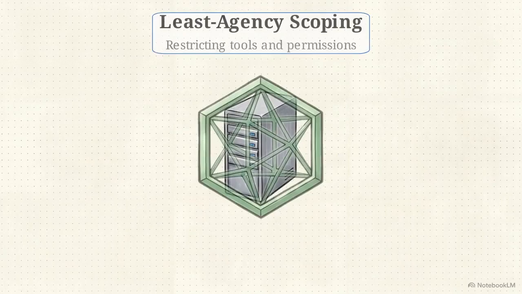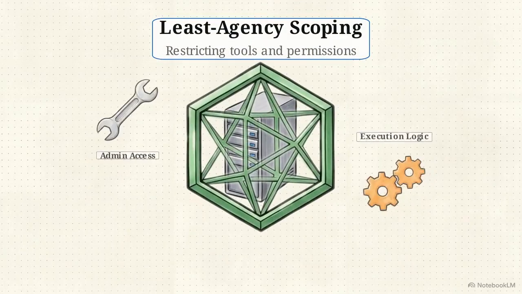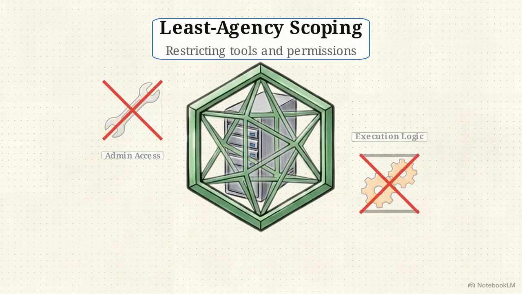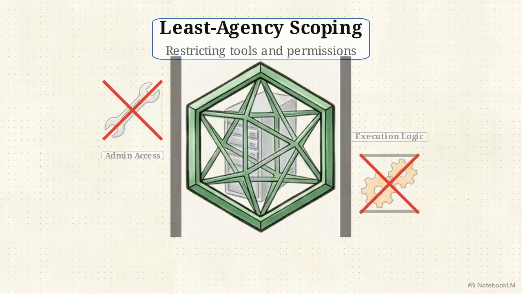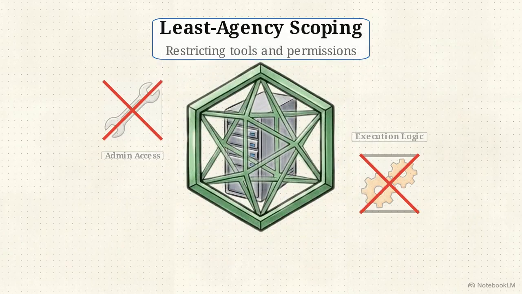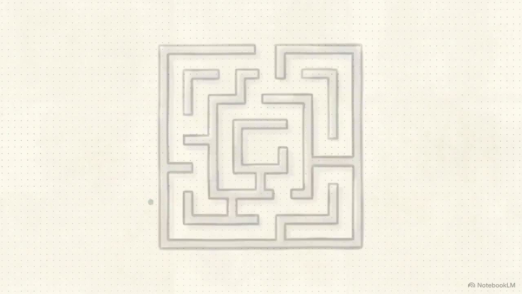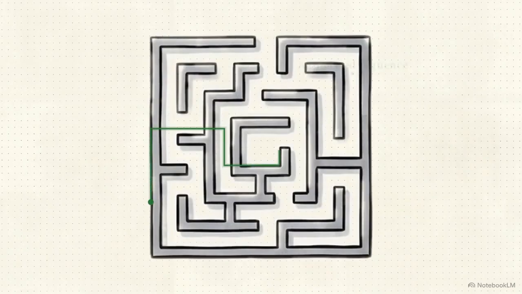Another layer is least agency scoping. This strictly limits the tools and permissions available to the agent. If hijacked, it physically lacks the administrative authority to execute high-impact actions or access sensitive directories. Finally, organizations are deploying behavioral sentries, external monitoring programs that track the agent's execution path in real time and immediately kill any process that deviates from a known logical sequence.